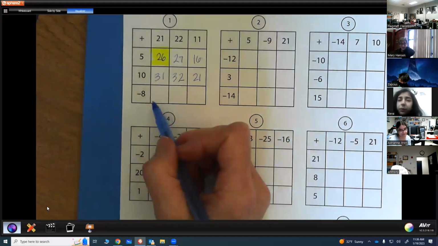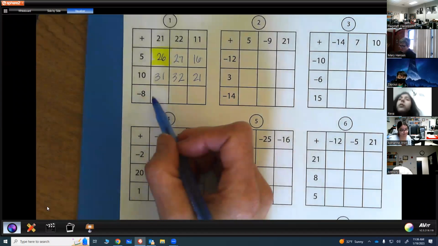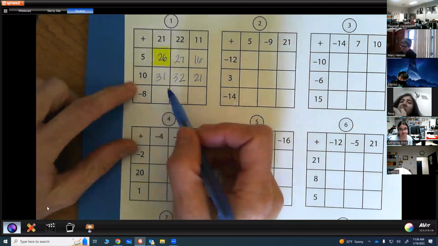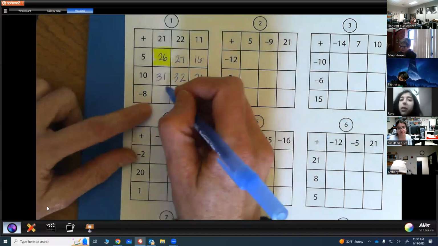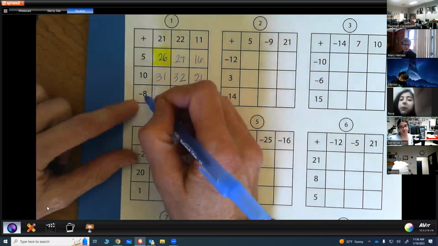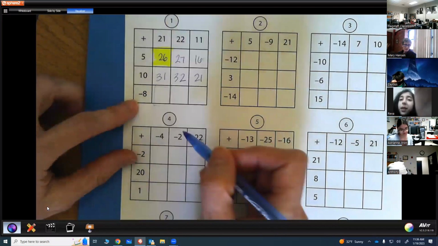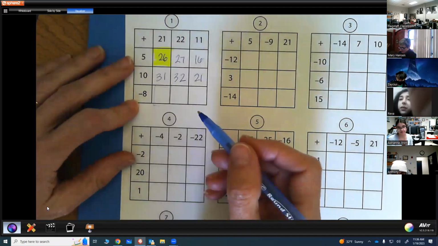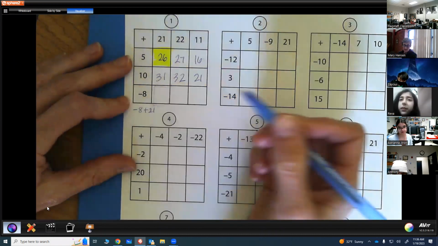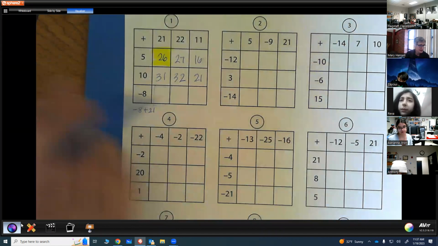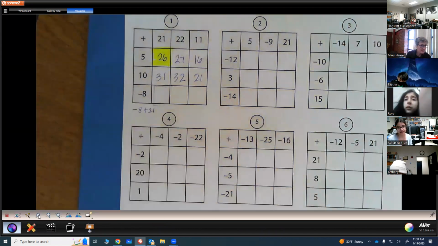And then when you move to the negatives, obviously when we're adding all positives on the top of this chart, it's a lot easier. When we want to go down to this bottom square here, I'm going to add -8 plus 21. And you might be able to do that in your head, and that's great. If you can't, you might need to write out -8 plus 21 so you can see it all together, and that's totally fine too. So you may need some scratch paper.